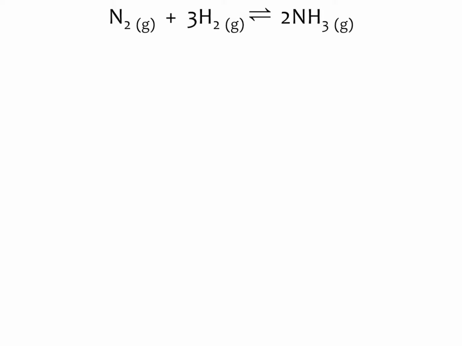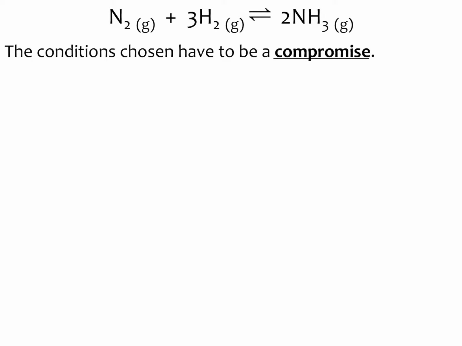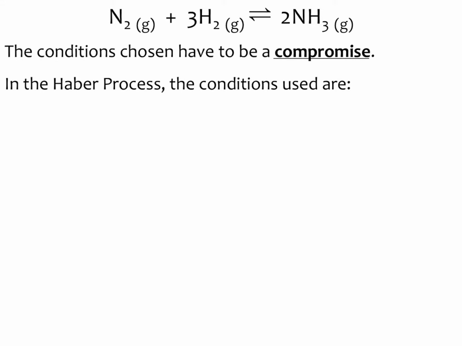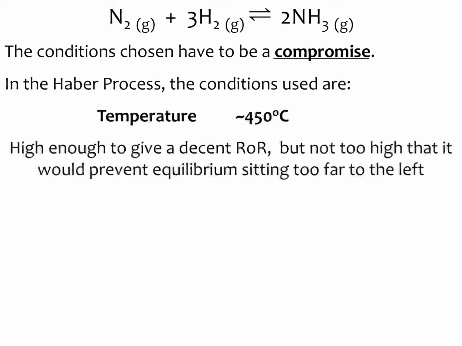So what conditions do we pick then? The conditions chosen have to be a compromise between the best pressure and the best temperature. So in the Haber process, the temperature used is around 450 degrees C. That will precisely depend on whereabouts it's being made in the factory. That temperature is high enough to give us a decent rate of reaction, but not too high that it prevents equilibrium sitting too far to the left.